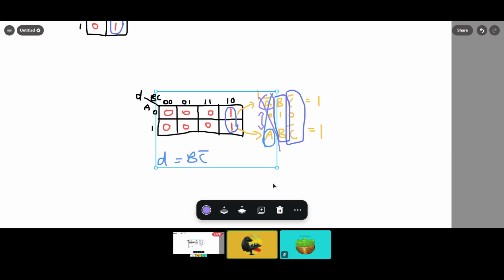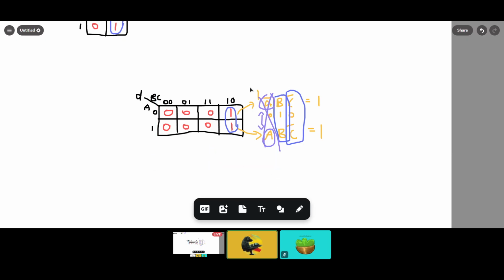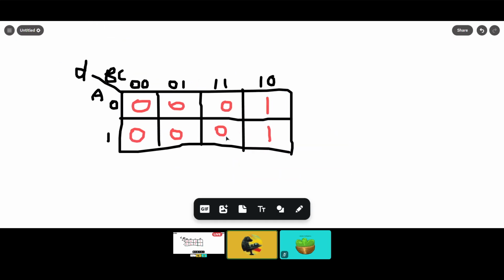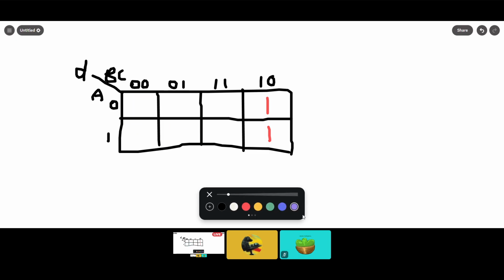So let's do one example, then I'll be done, because I've actually stretched this out a long way. Let's say we have this kmap. My task for you is to group them together and get the simplified expression. Oh yeah, and pause the video. But okay, alright. So we start by grouping.